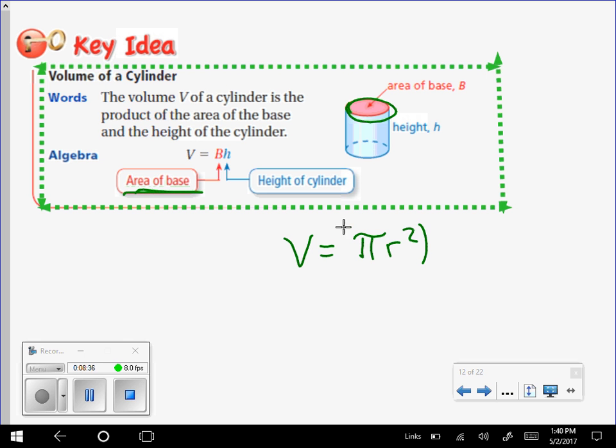From there, we're going to be multiplying that by the height of the cylinder. So while it says V equals B times H, you're going to have to find the area of that circle. So make sure you also write this piece down as well when you're writing down the volume formula. We're going to do some examples.